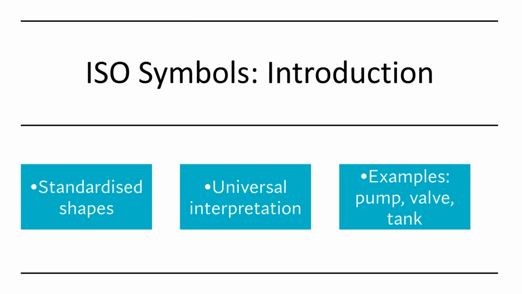Symbols make diagrams universal. Common ISO symbols include those for pumps, tanks, heat exchangers, conveyors, valves, and control systems. Everyone in the plant can read and interpret them the same way. Activity. Show symbol cards or slides and ask learners to identify what they might represent.